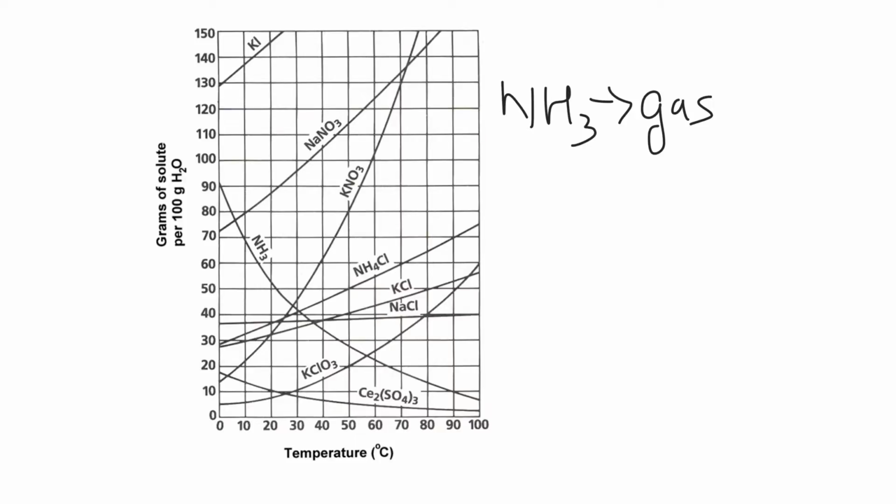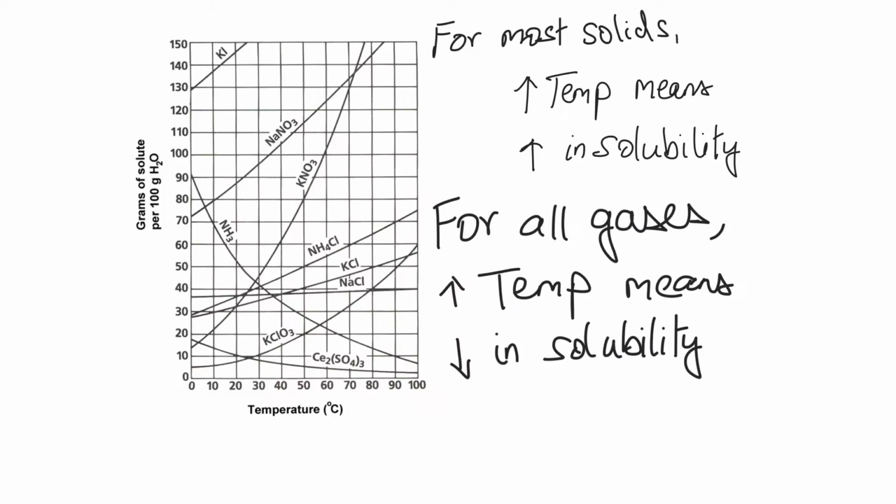And we know that gases like to move a lot. So if you raise the temperature, the kinetic energy of the gas molecules is going to increase, and that increase in kinetic energy is going to help the gas escape out of the water into the atmosphere. So it makes sense that if you raise the temperature, the solubility of ammonia, NH3, goes down.